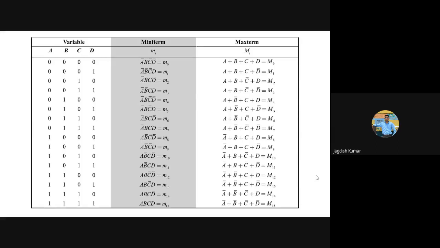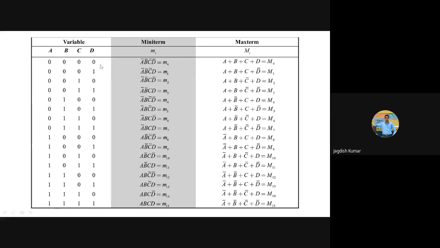Suppose there is some Boolean expression or some digital circuit which has 4 inputs. How will the corresponding Boolean expression for such a set of 4 variables be written? If you have to write down sum of products or product of sums, we employ min terms. So how do we employ min terms? These are the combinations.